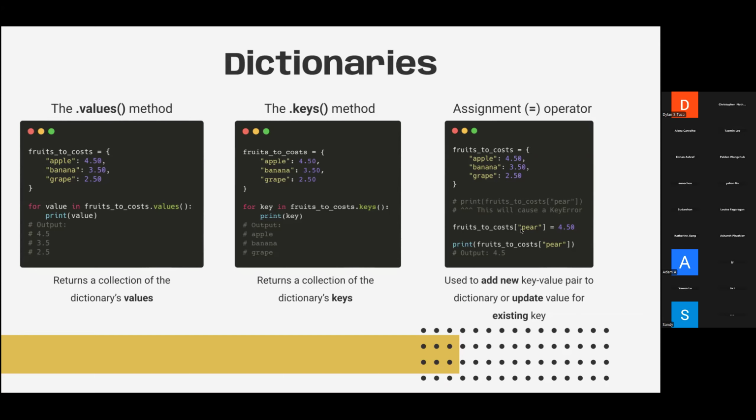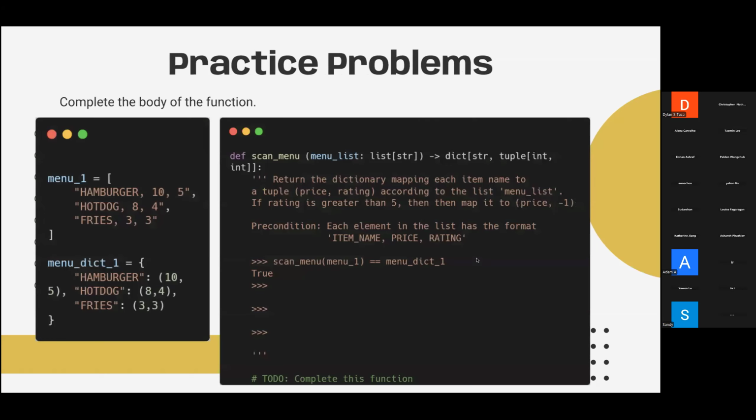And if, let's say, pair was already a key within the dictionary, this line would go and update the value that's associated with pair. So this assignment operator either creates a new key-value pair or it updates the value of the existing key. And as you can see, if we were to just print it out at the bottom, we'll get the value of 4.5. So these two concepts aside, we get to our first practice problem of this seminar.